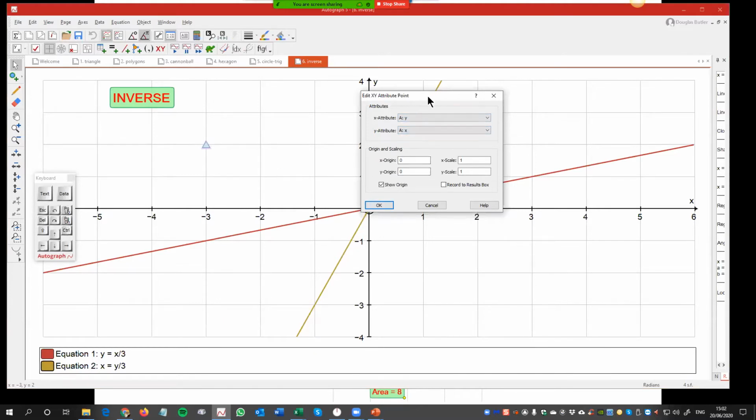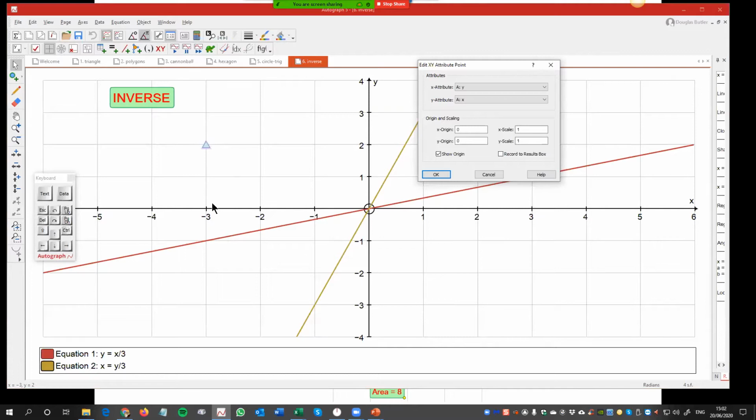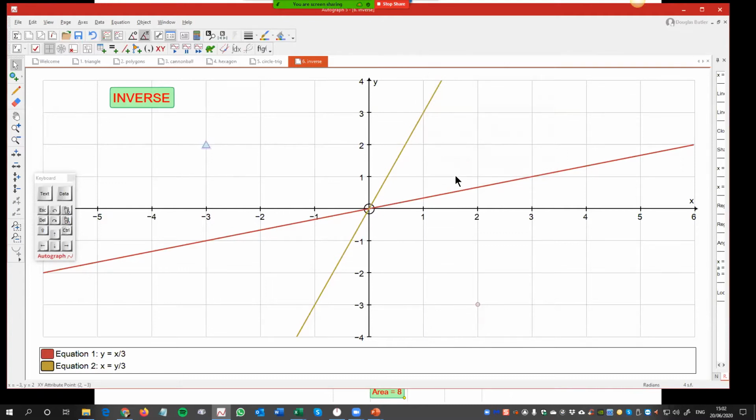Where's it going to go? Well, the X at the moment is -3, so the Y is going to be -3, and the X is going to be 2, so it's going to be over here. Yes, and that's a characteristic Autograph technique, is to try to anticipate what's happening on the screen before it actually does.